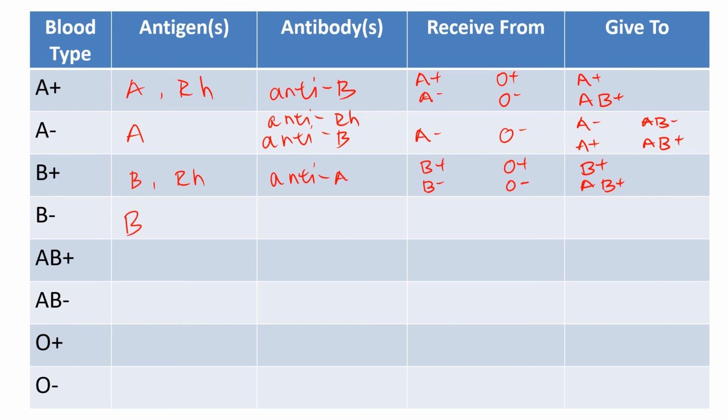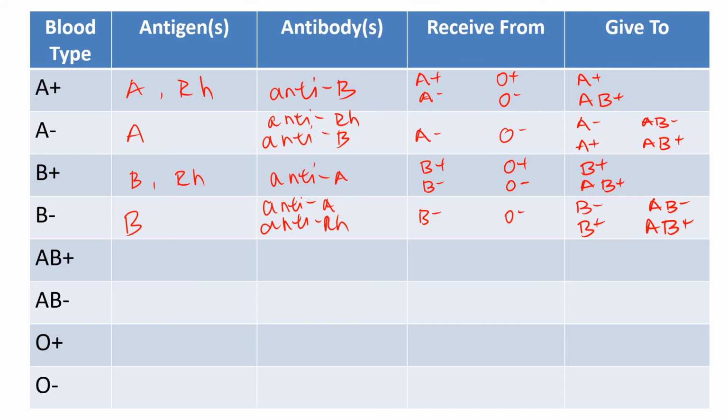This B negative person has only the B antigen. They would form anti-A and anti-RH antibodies. They are limited in what they can receive, only B negative and O negative. But of course the blood bank says, well, we can use your blood for four types. B negative and B positive, and what else? AB negative and AB positive. Okay.